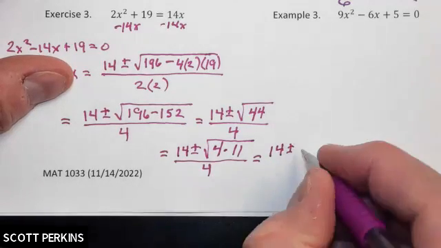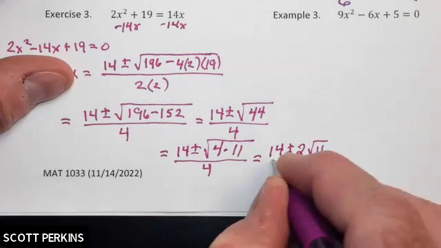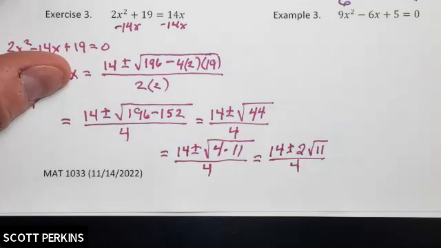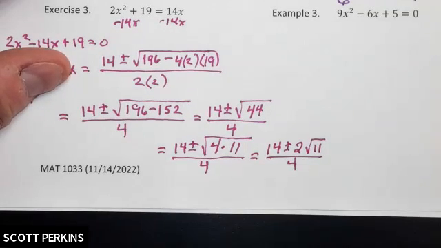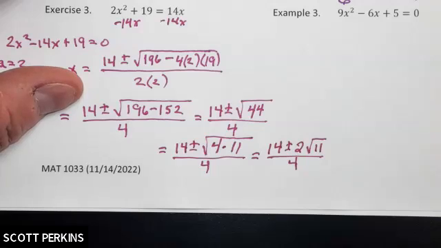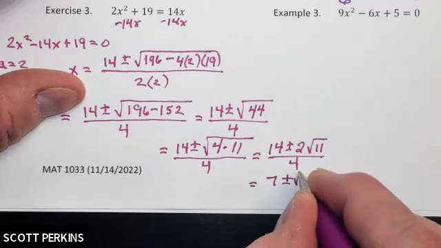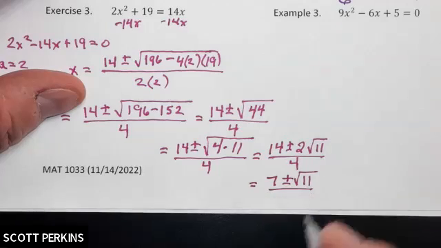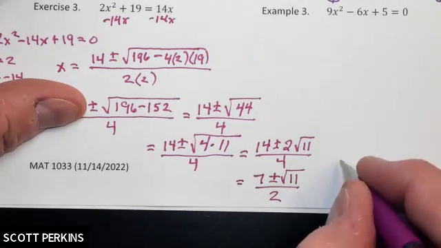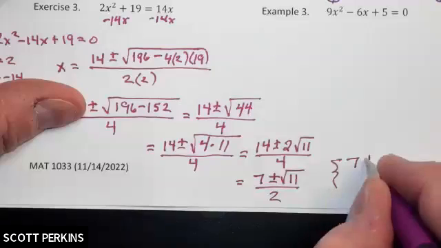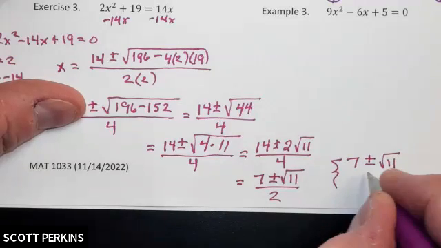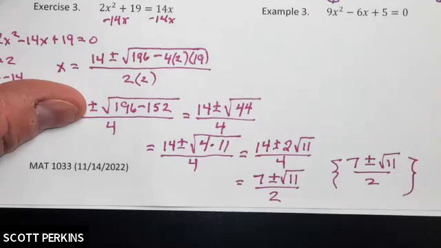So the square root of 4 is 2. Square root of 11 over 4. And then one more time, I pretty much put everything in this problem for you. I can cancel something. Something reduces. What factor can I divide into all 3 terms? 2. Okay, so 2 goes into 14 7 times. 2 goes into 2 once, just leaves square root of 11. 2 goes into 4 twice. And there's my 2 solutions. So my solution set looks like this: 7 plus or minus square root of 11 over 2.